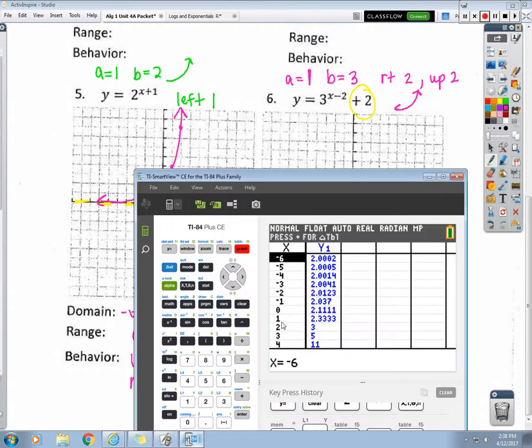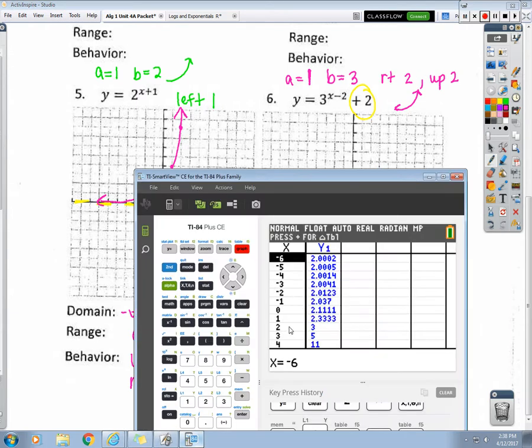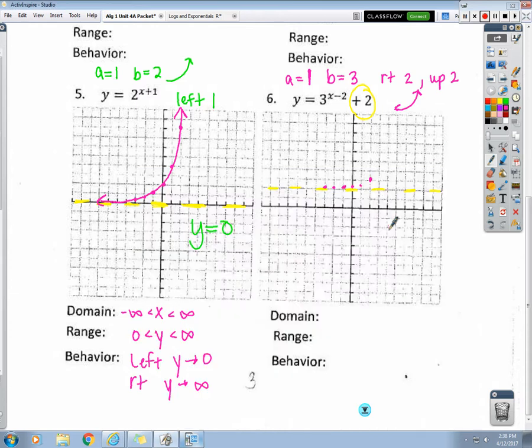Then we have a point at 2, 3, or actually we skipped 1, 2.3. So right 1 up 2.3, and then 2, 3, which we already had that point by knowing the rules, right? And then we have another point at 3, 5. So 1, 2, 3, up 5. And then 4, 11 would be just 1 unit off up there.